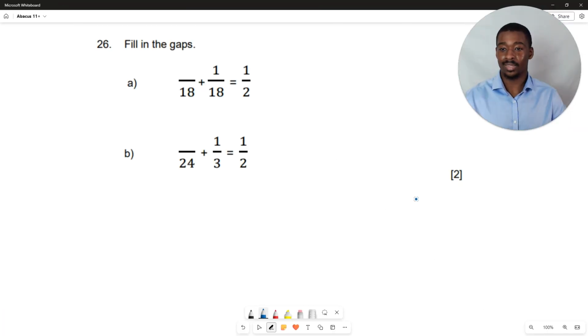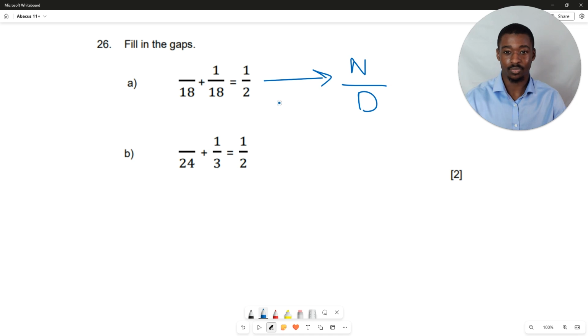So now we have to fill in the gaps to answer this question. For part A, we're told something over 18 plus 1 over 18 equals 1 over 2. We can work this out by using our knowledge of fractions. Why? Because 1 over 2, yes, it's a half, but also it's simply telling us that our numerator, 1 in this case, is half of our denominator, 2 in this case.